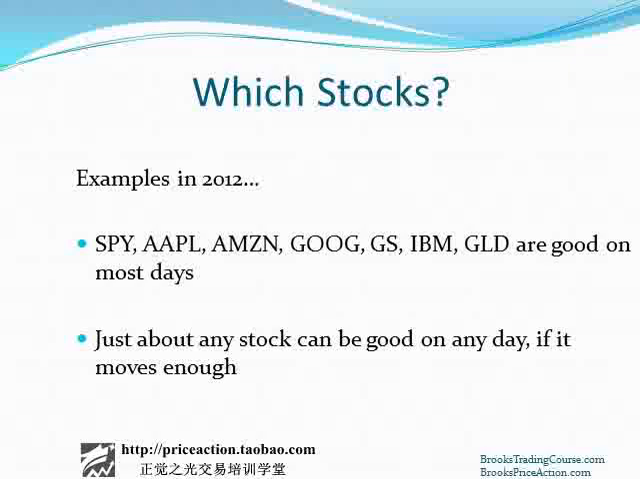In 2012, stocks that usually are good on most days: the Spider, Apple, Amazon, Google, Goldman Sachs, IBM, GLD, they're good on most days. Just about any stock can be good on any day if there's some special situation, a news event, for example.